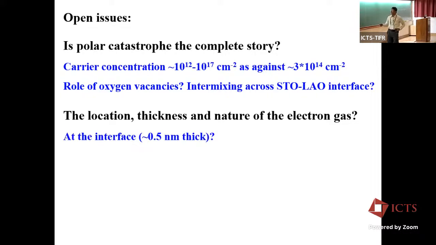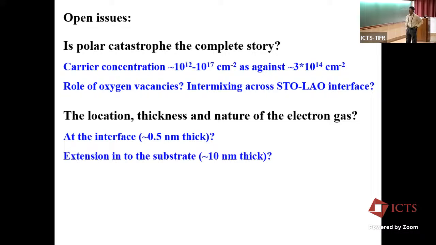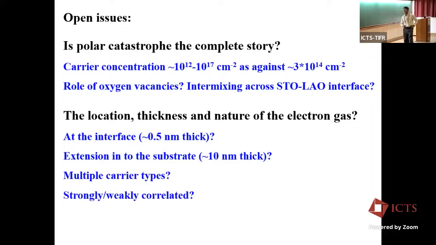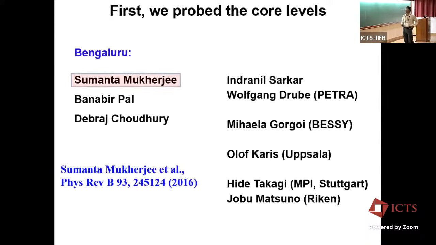Because the location, there have been debates at that time about whether it's at the interface, if I take 1 unit cell that's about 0.5 nanometer thick, is it tied to the interface? Or it extends into the substrate in a certain way, and there have been claims that it's more than 10 nanometer thick, whether there are multiple carrier types, whether it's strongly or weakly correlated. These are the kind of questions that you're going to ask.